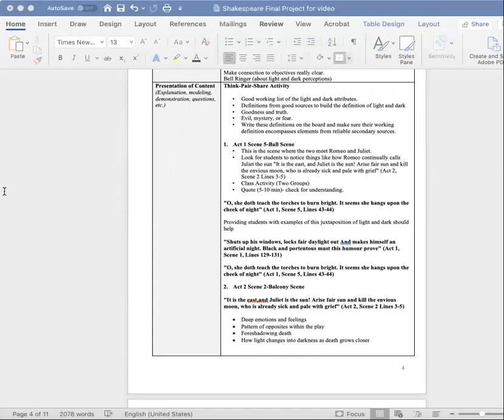Look for students to notice things like how Romeo continually calls Juliet the sun. "It is the east, and Juliet is the sun. Arise, fair sun, and kill the envious man who is already sick and pale with grief." This is important because Romeo is the one who draws her to the darkness. This would be a great place to give students one of the quotes to work with as a class and discuss it. I've included some quotes you could use in this section here.